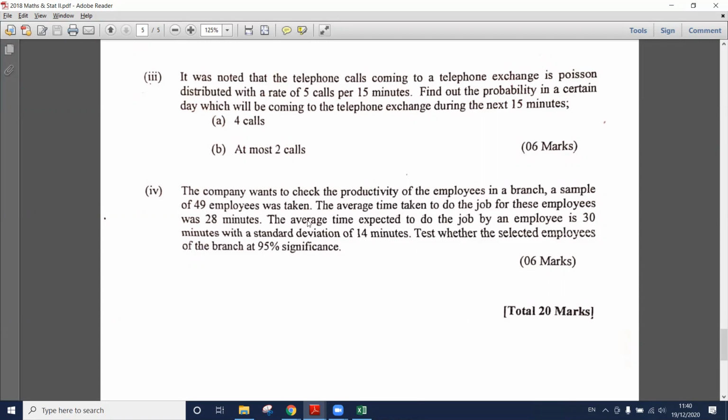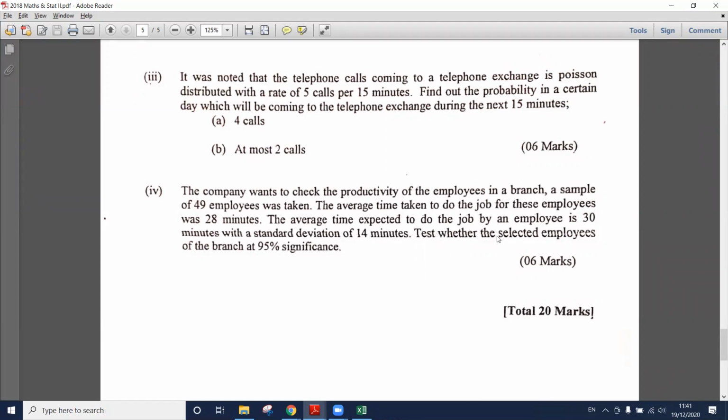The average time expected to do the job by an employee is 30 minutes, that is the assumption. The sample mean here is 28: these 49 people took 28 minutes, but this is our assumption. The average time expected to do the job by an employee is 30 minutes, with a standard deviation of 14 minutes.